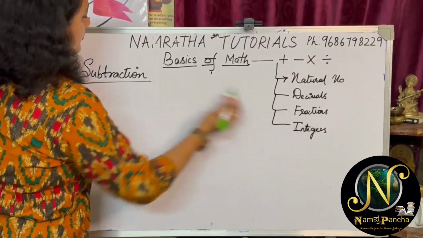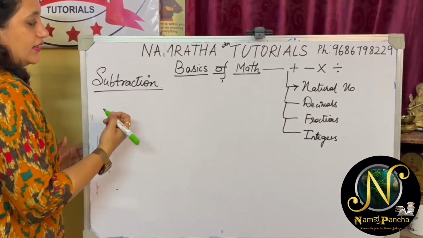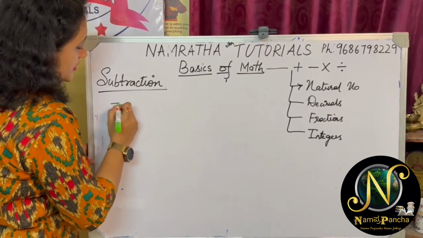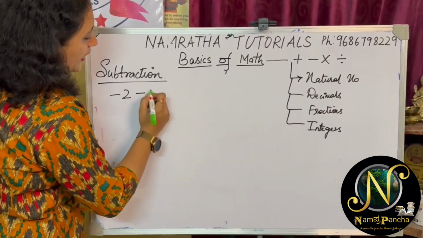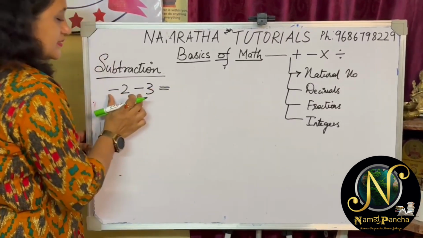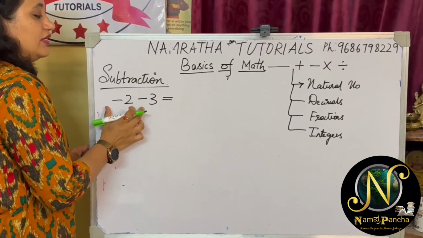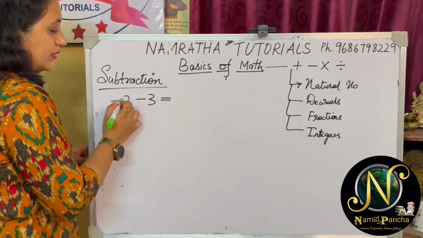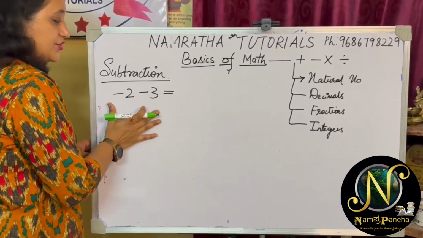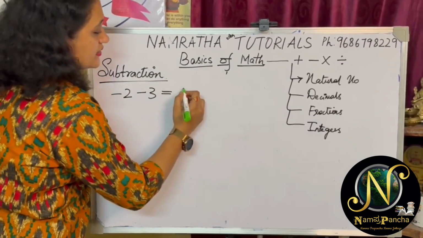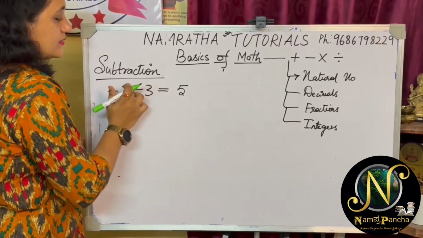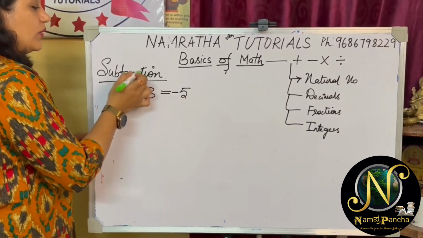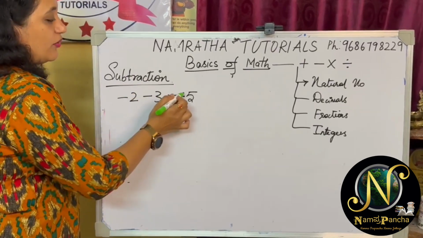So the fourth concept of subtraction is integers. Integers I'll explain you on both negative numbers. So let's take example minus 2 and minus 3. Since it is minus, as soon as we see this, we feel we have to do subtraction, but that is false. When it has same signs, we have to do addition. So 3 plus 2 is 5. 3 is the bigger one, it has minus, so you have to put minus. That means when the signs are same, we have to perform addition.